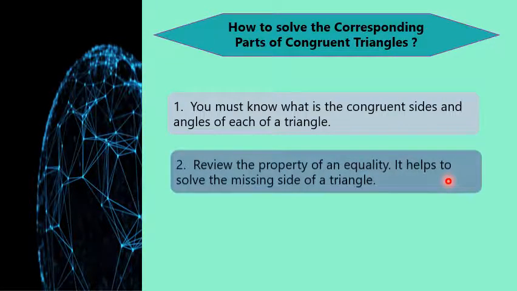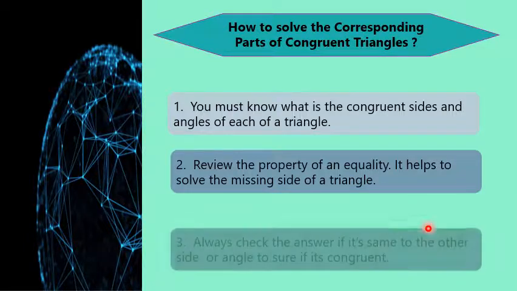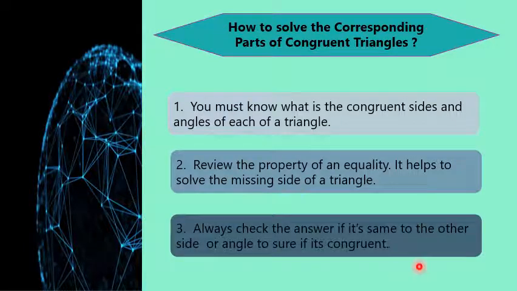Next, review the properties of equality. It helps to solve for the missing side of the triangle. So, what are the properties? For example, the addition property, the subtraction property, the multiplication property. So there's a lot: the substitution and division. Always check the answer if it is the same as the other side or angle to show that it's congruent.